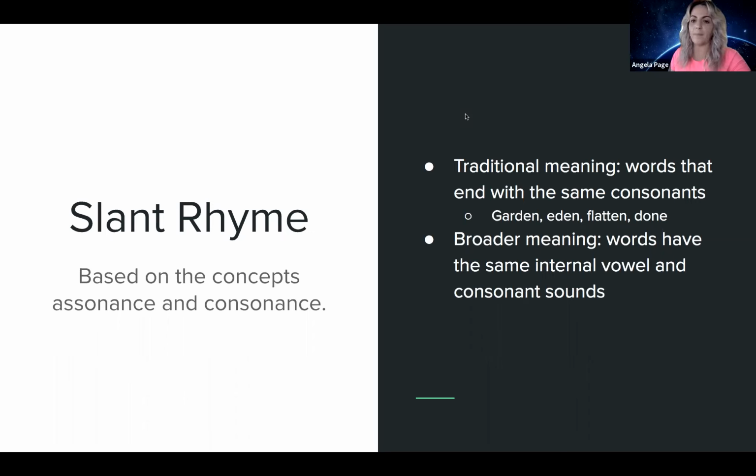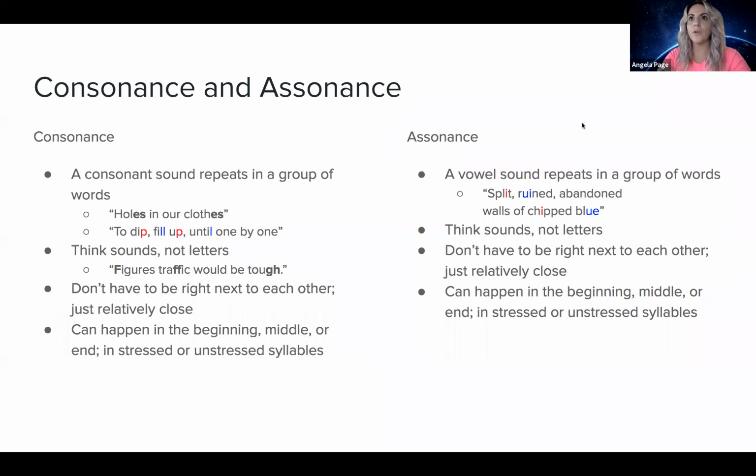Slant rhyme became popularized in the 1800s. Emily Dickinson was one of the first people to really utilize that in popular works. And then from there, it became broader and broader and had more and more to do with sound versus anything else. So let's take a closer look. We're going to look at two concepts that are probably the most important to any type of cadence or rhyming of any kind in your work, and that would be consonants and assonants.